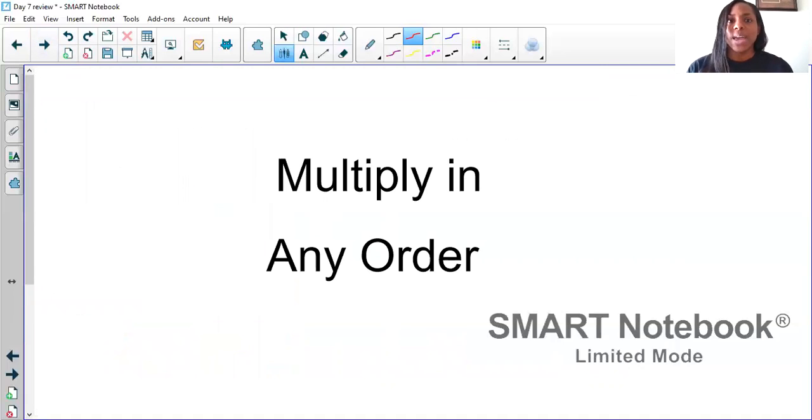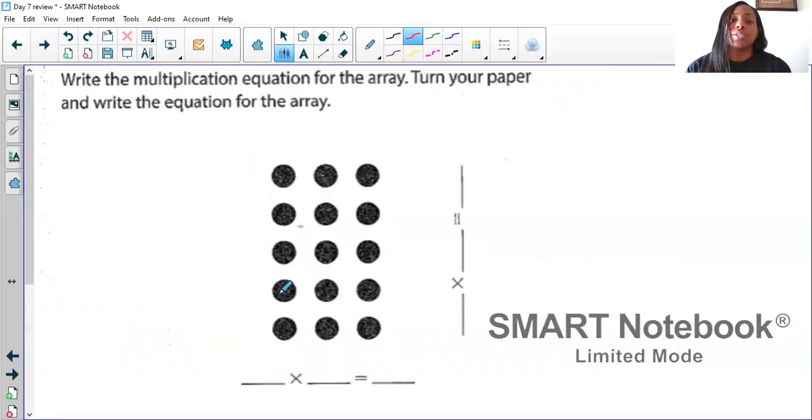All right, welcome back. Now we're going to multiply in any order. So if we take a look, write the multiplication equation for the array, turn your paper, and write the equation for the array. So the array that I'm looking at, we just learned about this. So rows and columns, what do you see? How many rows? 1, 2, 3, 4, 5 rows. So what should be my first one? 5.